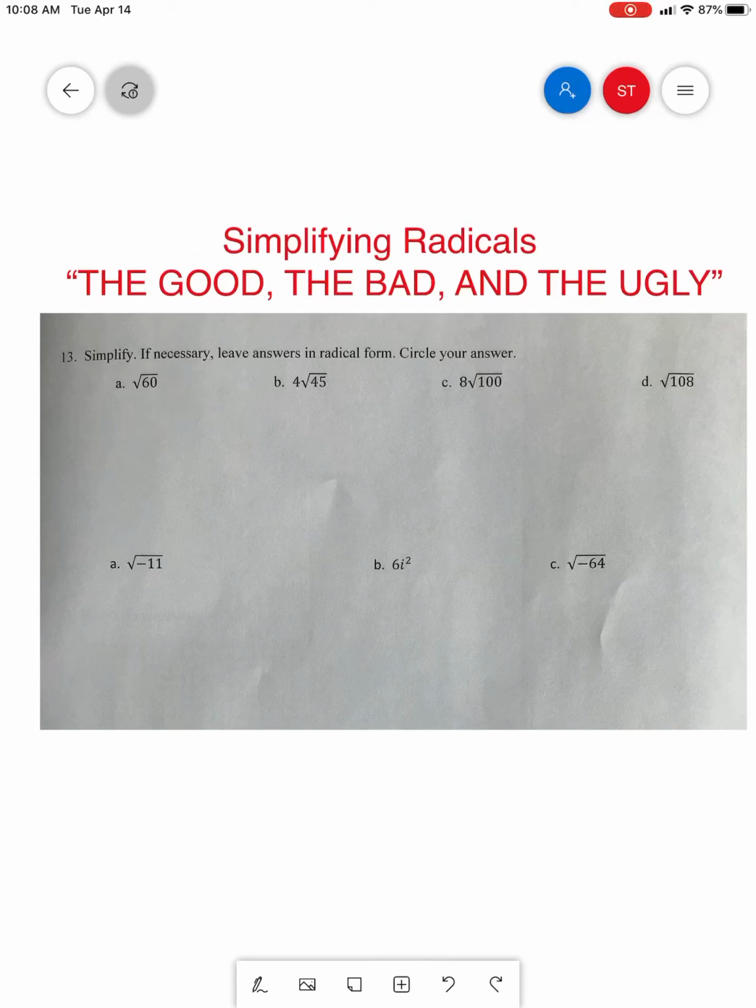All right, we're going to learn how to simplify radicals right now. And you'll notice that I threw in down at the bottom some imaginary numbers just for kicks. So before we do this, you got to listen up.